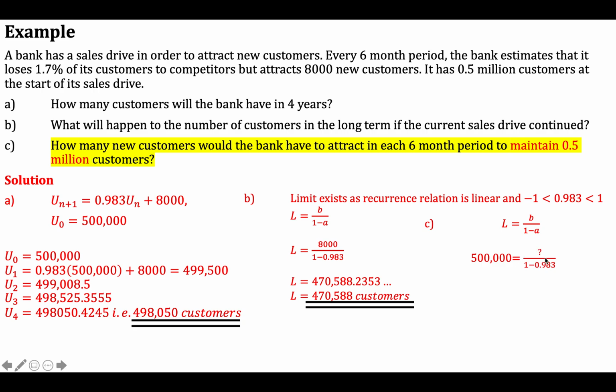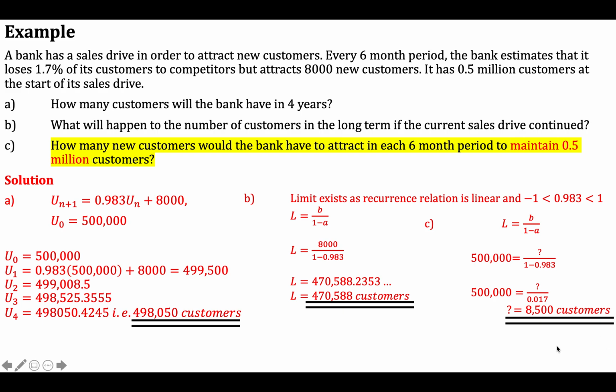We want to find out how many new customers we have to attract, and we're still assuming that we're losing 1.7% of customers in every 6-month period. So it's question mark over 1 minus 0.983. That is the same as 500,000 being equal to question mark over 0.017. If we multiply both sides of the equation by 0.017, we then get that the question mark is equal to 8,500 customers.